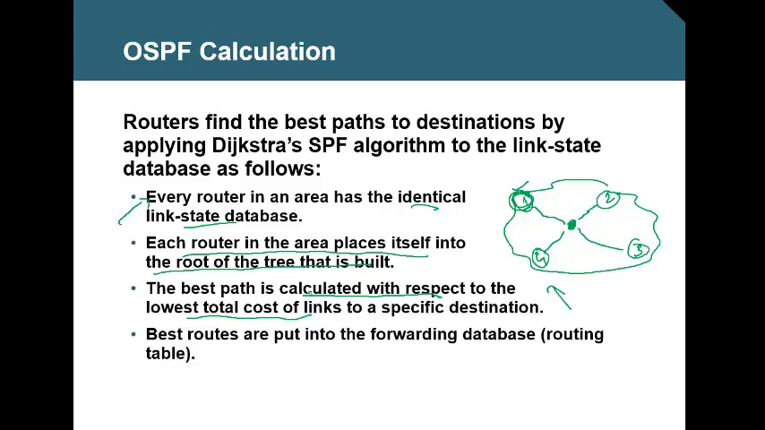Right, so the best path is calculated with respect to the lowest total cost of the link to a specific destination. The best routes are put into the forwarding table. So in the routing table, we will have only the best routes. This is how OSPF calculates the cost. The same thing I have explained now is also explained on the next page with a picture like this.